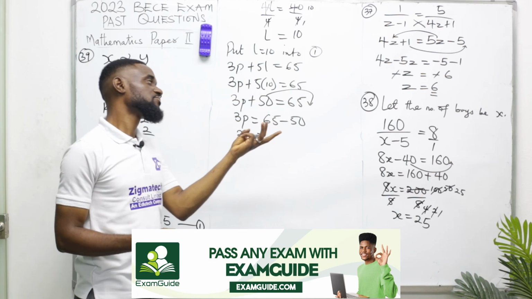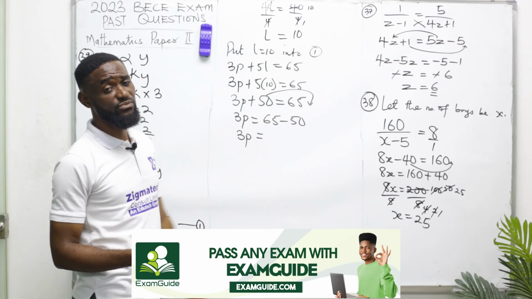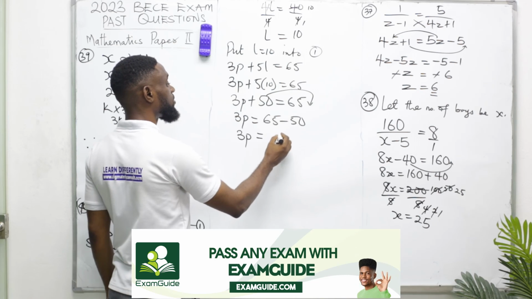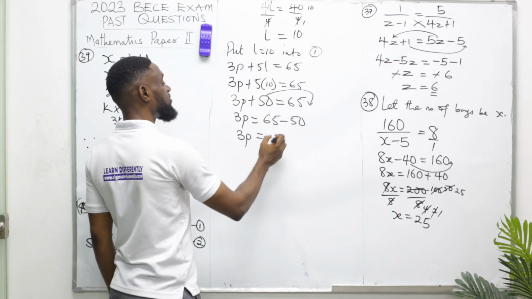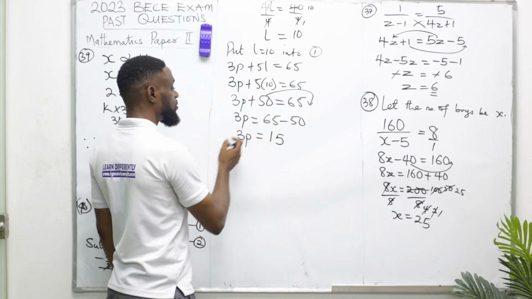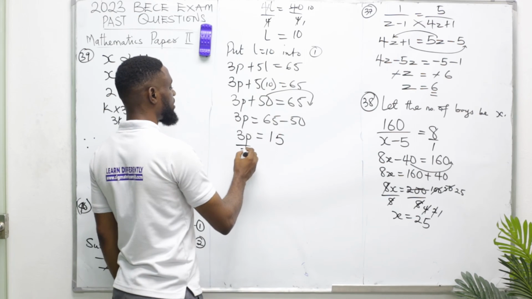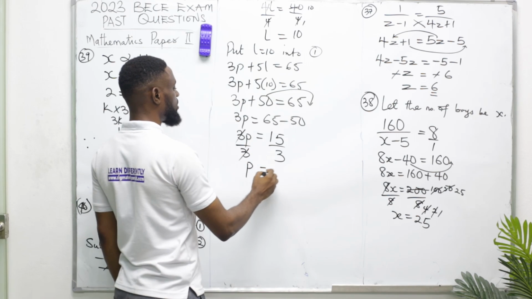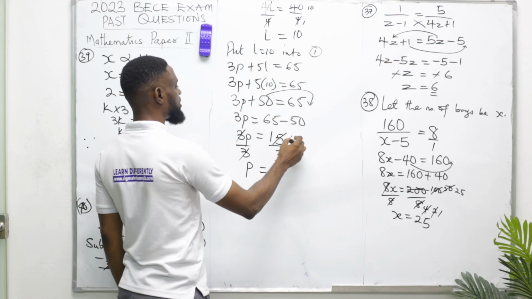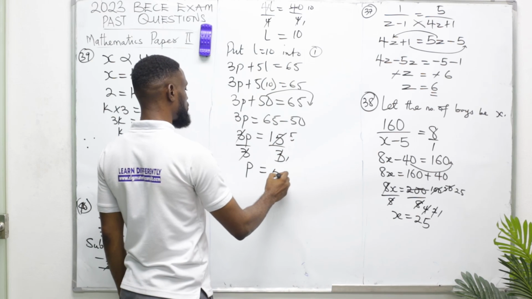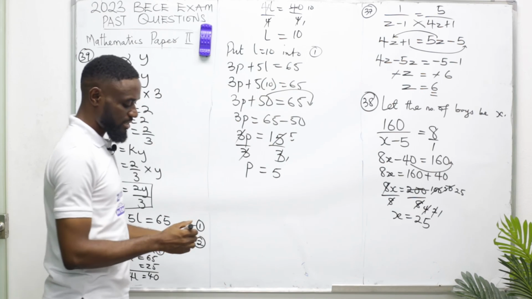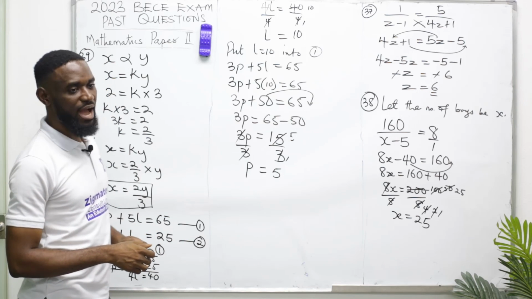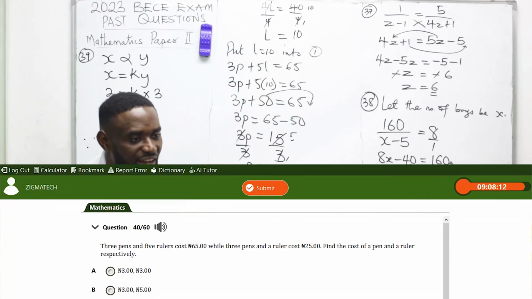So 65 minus 50 is 15. Divide both sides by 3. So P, which is pen, is equal to 5, right? So it means that each pen costs 5 naira, while each ruler costs 10 naira.